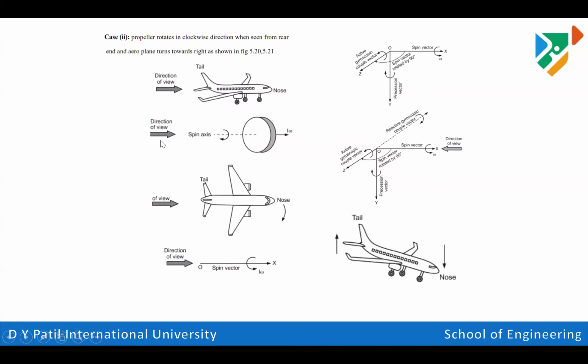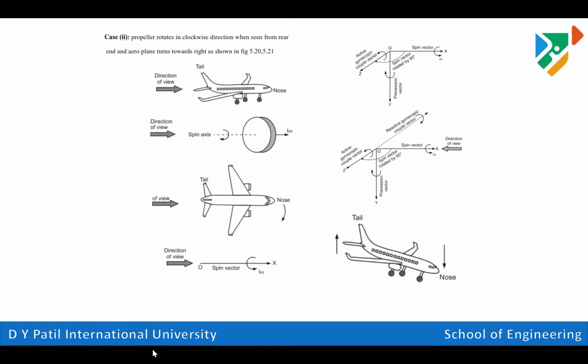Observer is looking from this side, and we are turning that right hand thumb towards right side with clockwise direction. So this is the direction of active couple. Reactive will act in opposite direction. So this is the reactive gyroscopic couple direction. So its nose is going in downward direction and tail is moving in upward direction. So these are the clockwise rotation with left turn and right turn.